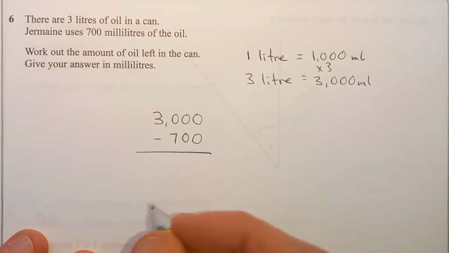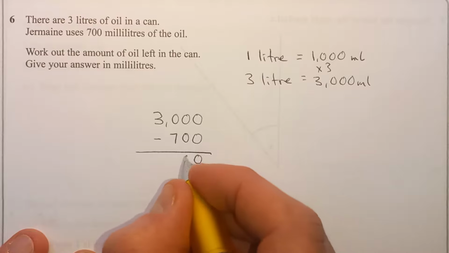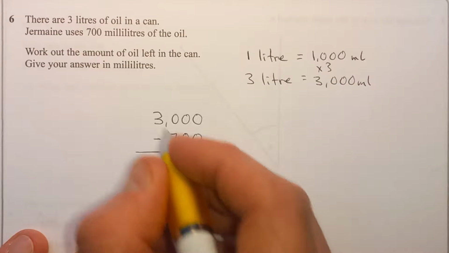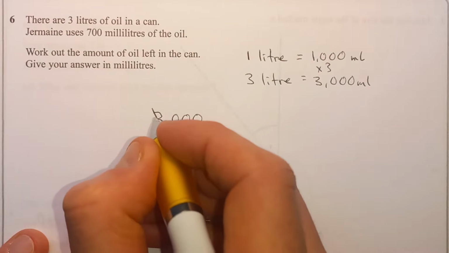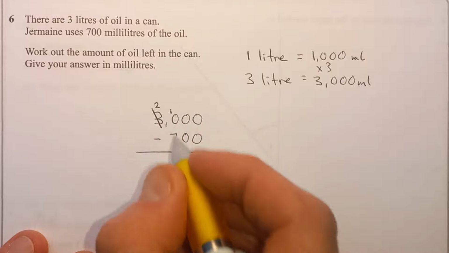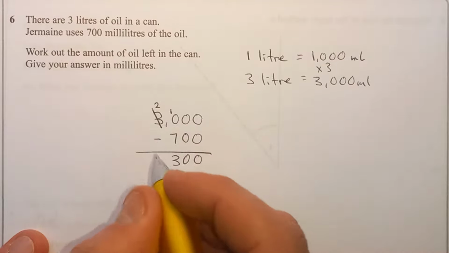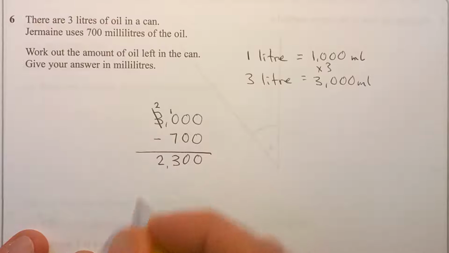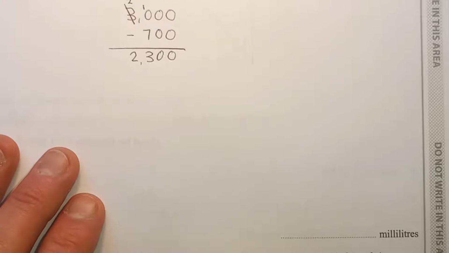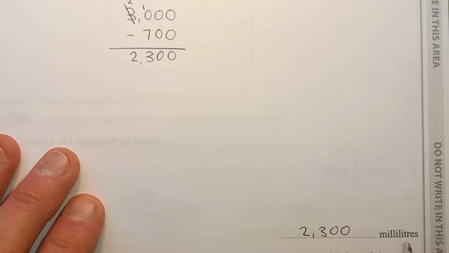So 0 minus 0 is 0. 0 minus 0 is still 0. 0 minus 7 we can't do. So we reduce the 3 by 1 and put a 1 here to make it 10 minus 7, which is 3, and 2 minus nothing is 2. So we get an answer of 2,300, and they've already put the units in for us, the millilitres there.